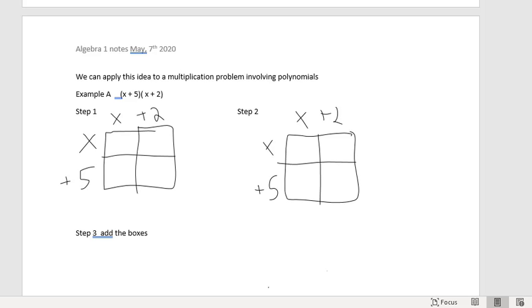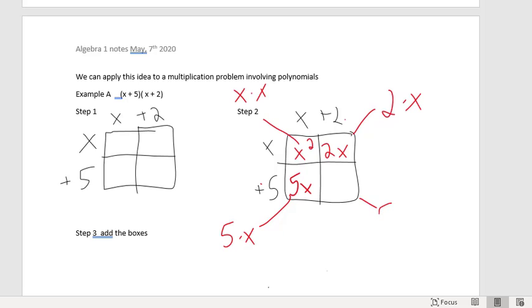All right, and let's go with x times x. And x times x is x squared. Then this will be 2 times x. So 2 times x gives me 2x. This one will be 5 times x, which is just 5x. And this last one will be 5 times 2, which gives me 10.